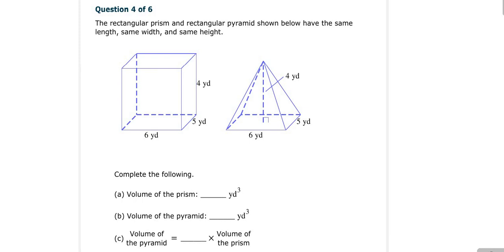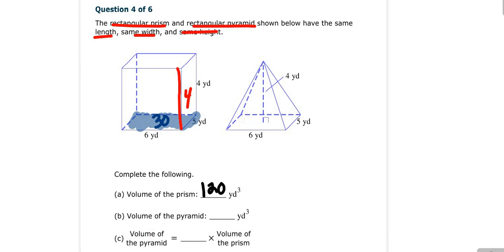The rectangular prism and the rectangular pyramid shown have the same length, width, and height. So we're going to find the volume of the prism first. Volume of the prism is base, which is 6 times 5. So our base is 30 times our height, which is 4. So the volume of the prism is 120 yards cubed.